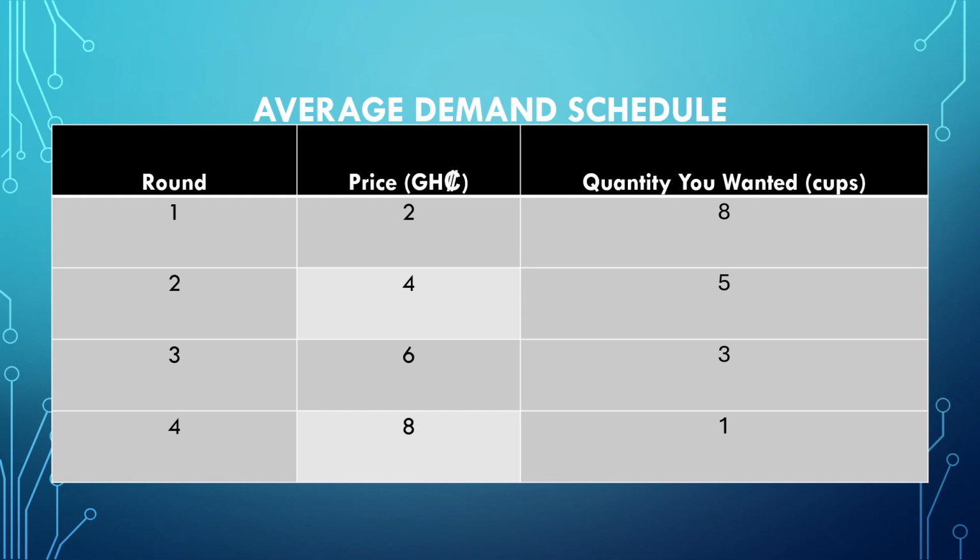Notice the pattern. As the price doubled, tripled, quadrupled, the quantity demanded fell consistently. This is remarkable. Even though you all made independent decisions, the pattern is clear and predictable. This is the power of the law of demand. It describes how people behave in markets.